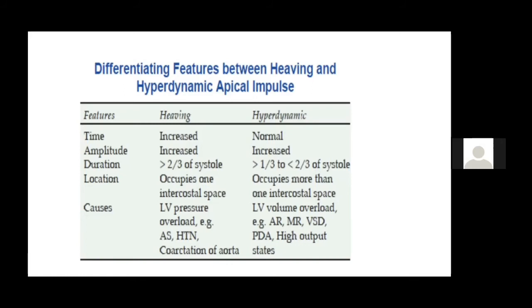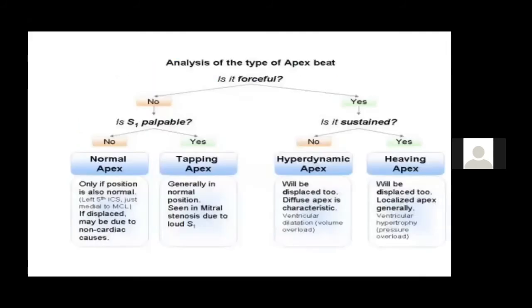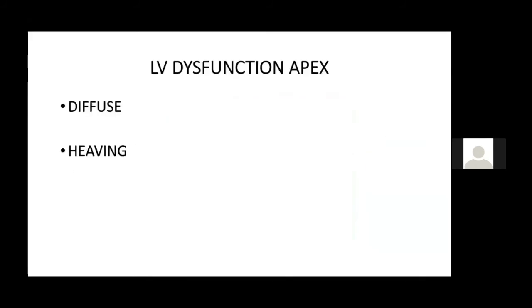So AR, MR, VSD, PDA, and other high output states are typical examples of a hyperdynamic apex, whereas hypertension, AS, coarctation, and hypertrophic cardiomyopathy are the typical examples of a heaving apex. Now, coming back to the LV dysfunction apex.